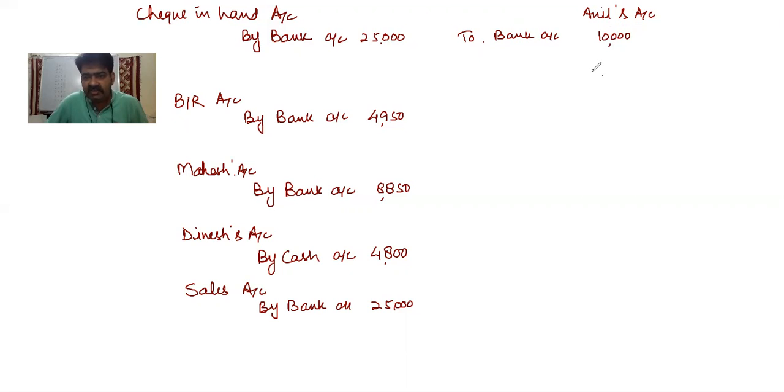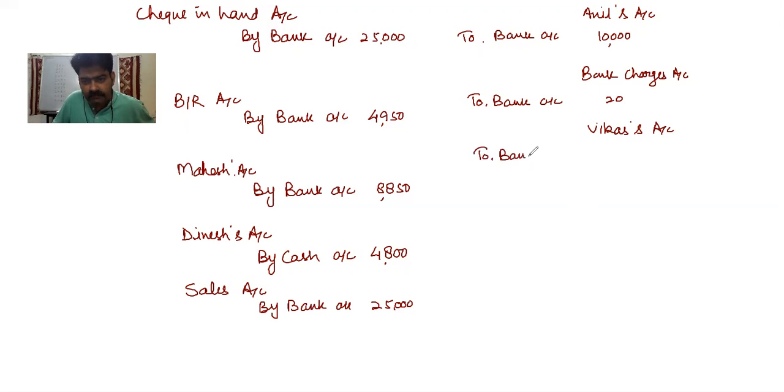After this, by bank charges is written. So that means we have to prepare the bank charges account, and we will convert the treatment into a journal entry. Bank charges account debit to bank. So in the bank charges account, to bank account, the treatment will come on the debit side and the amount is 20 rupees. Next, we can see by Vikas is written. So we have to prepare Vikas account, and the amount is written in the bank column. So the journal entry will be Vikas debit to bank, and the treatment will come on the debit side, to bank account. The amount is 8,000.